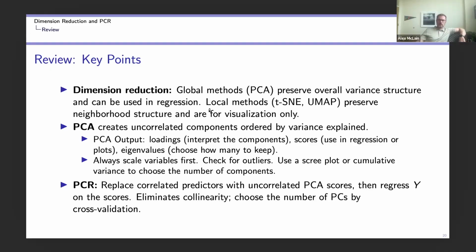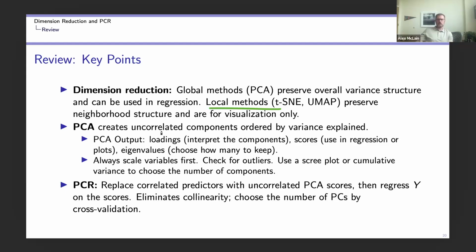The local methods that we didn't talk about today are more like, all right, let's have these people just get together with people that they're friends with, and that will create some groups. They will preserve neighborhood structure. So observations that are similar initially are going to be similar in these local methods. More for visualization only. We don't really use these in regression methods.